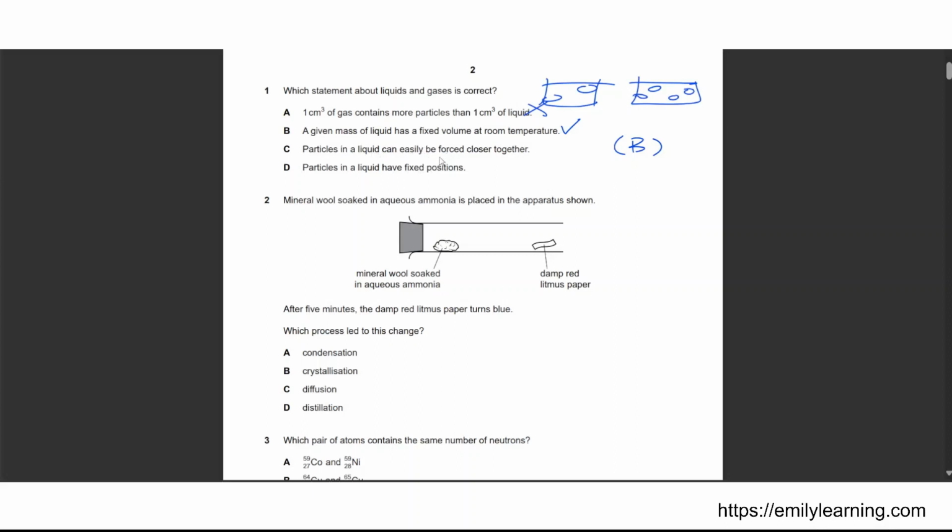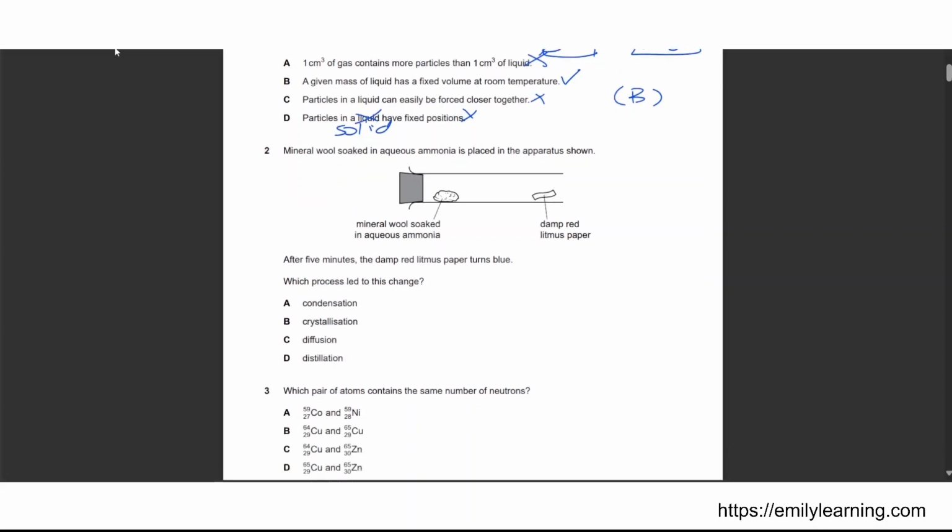Particles in a liquid can easily be forced closer together. No. You cannot compress a liquid, so they cannot be easily forced closer together because there are still relatively strong forces of attraction between particles in a liquid. Particles in a liquid have fixed position. This is untrue. This is for particles in a solid. So particles in a solid are held in fixed position. So D is also wrong, and the answer for 1 is B.